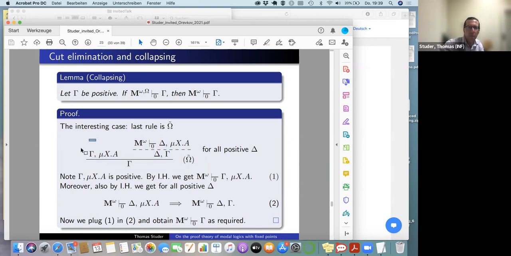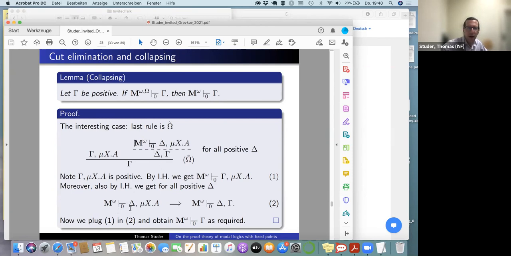Our gamma that we derive is positive. So that means also gamma, mu xa is positive, because here we have this least fixed point. So we can use the induction hypothesis on this, and we get a cut-free proof without big omega rule of this premise. Moreover, we can also use the induction hypothesis on all these derivations here, on these other premises of the big omega rule.